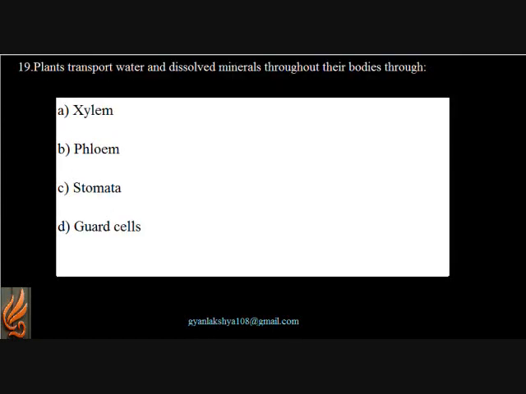Plants transport water and dissolved minerals throughout their bodies through A. Xylem. B. Phloem. C. Stomata. D. Guard cells.